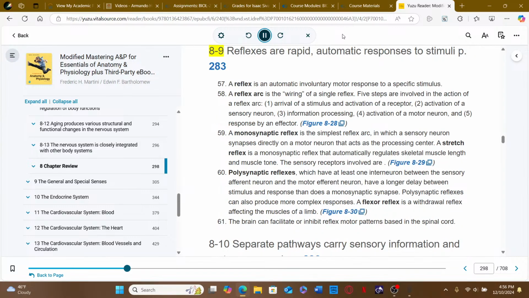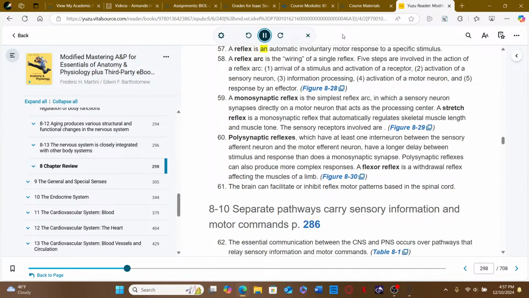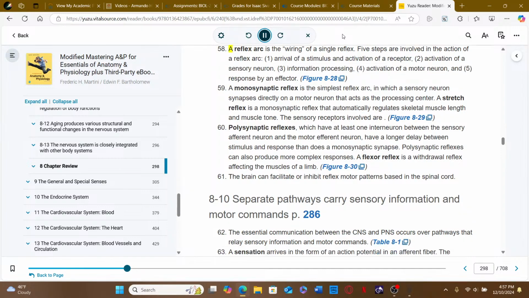Figure 8-26. 8-9. Reflexes are rapid, automatic responses to stimuli. A reflex is an automatic involuntary motor response to a specific stimulus.